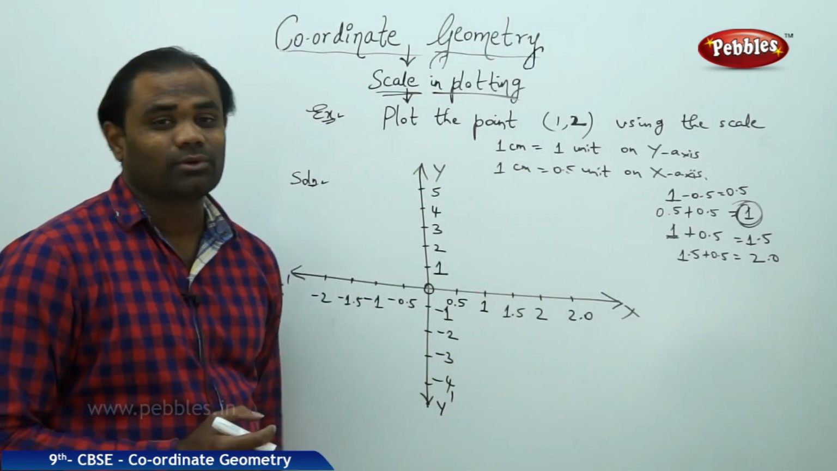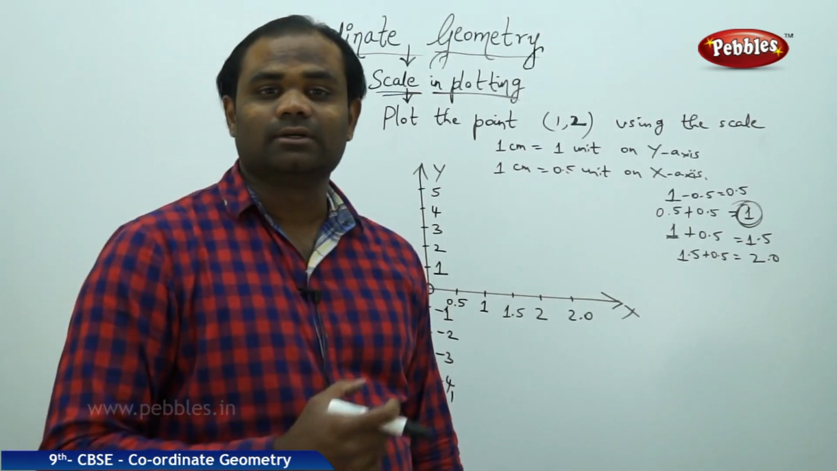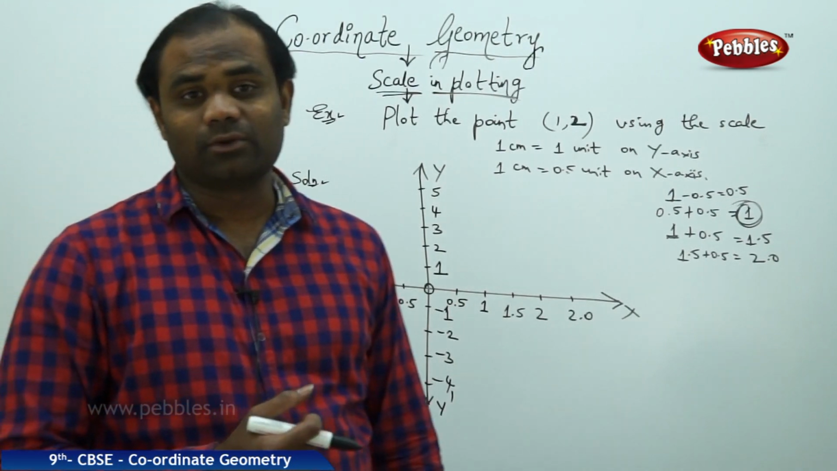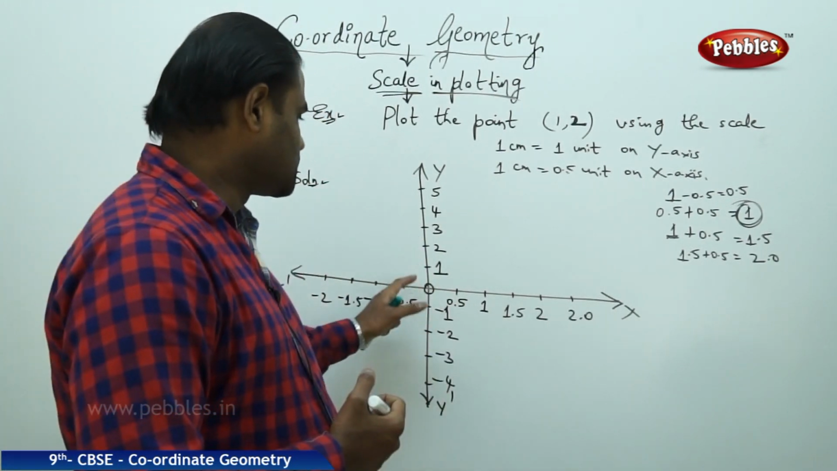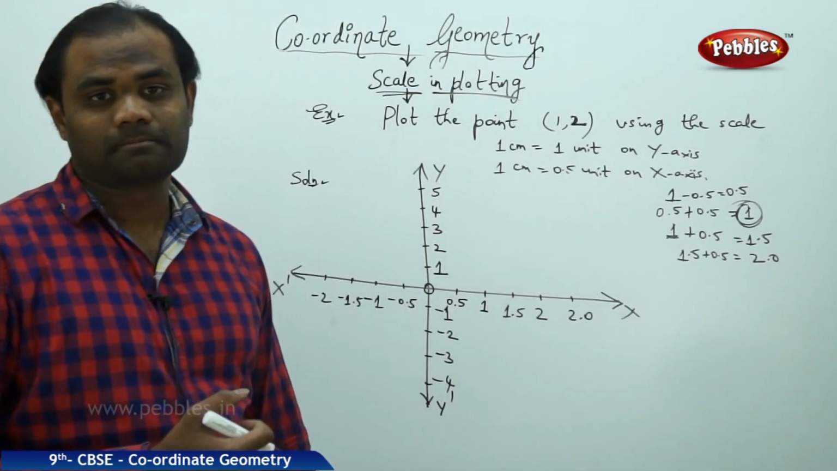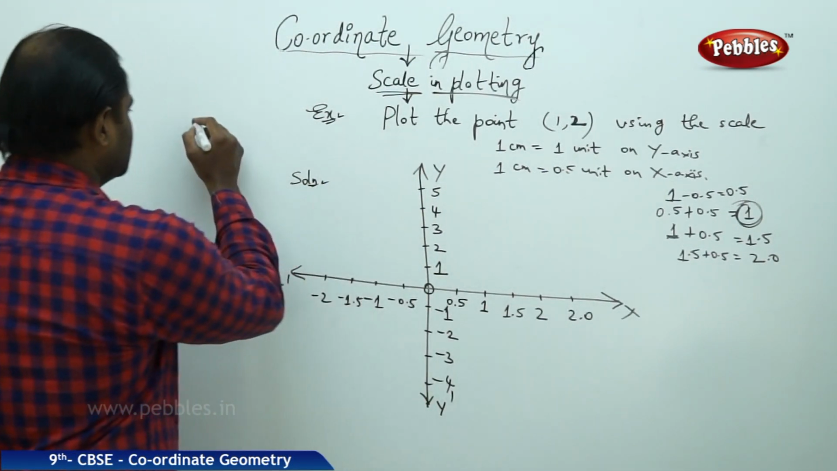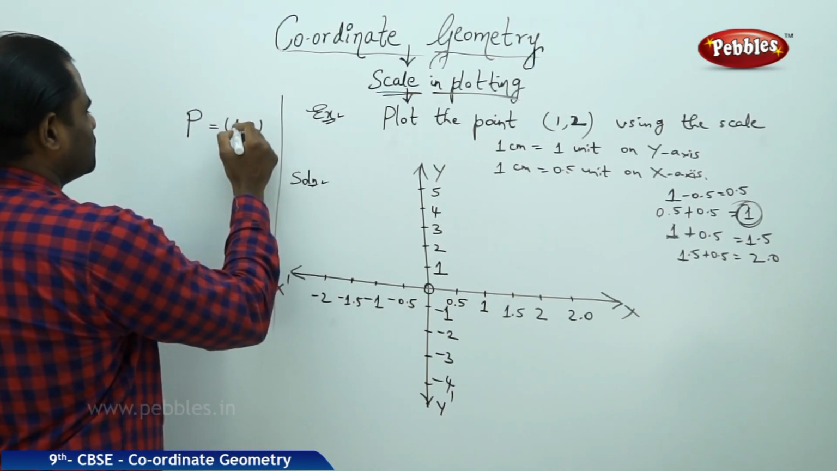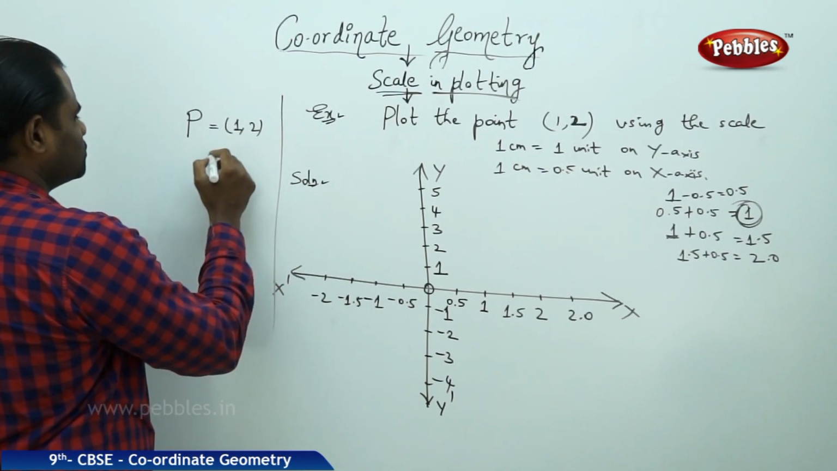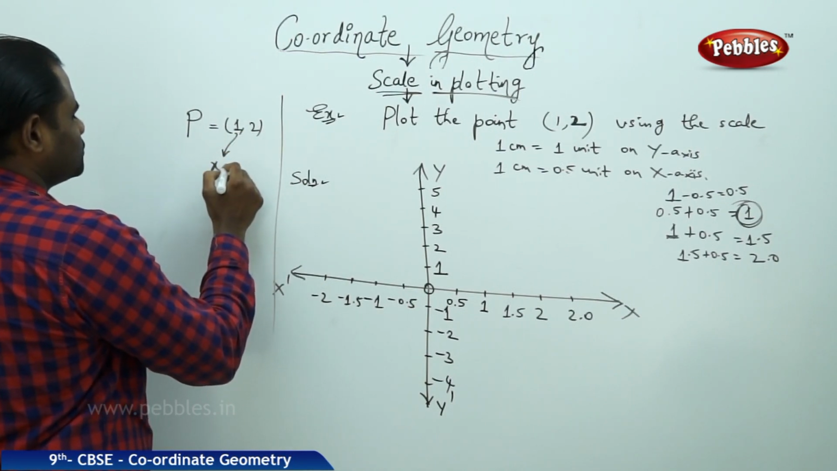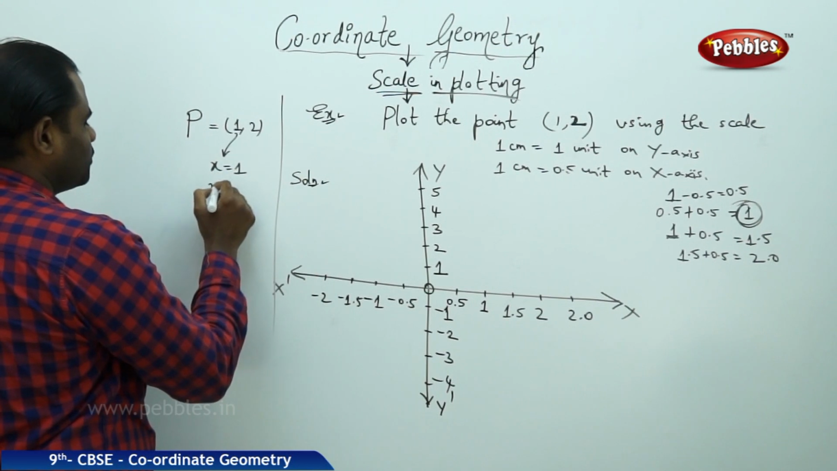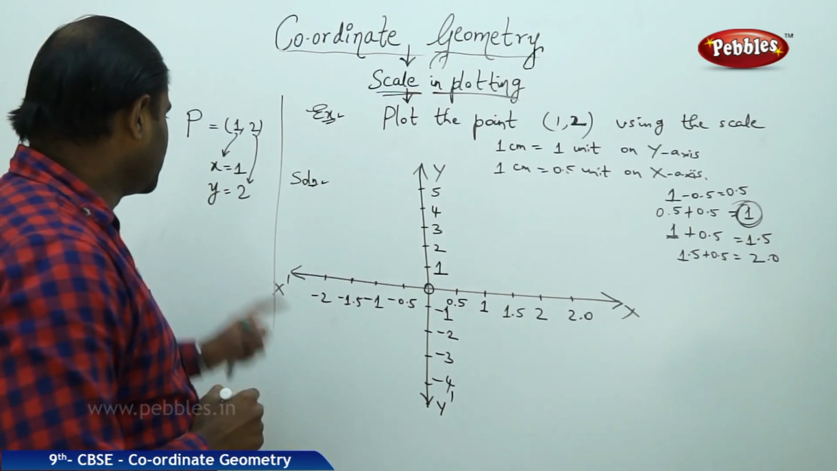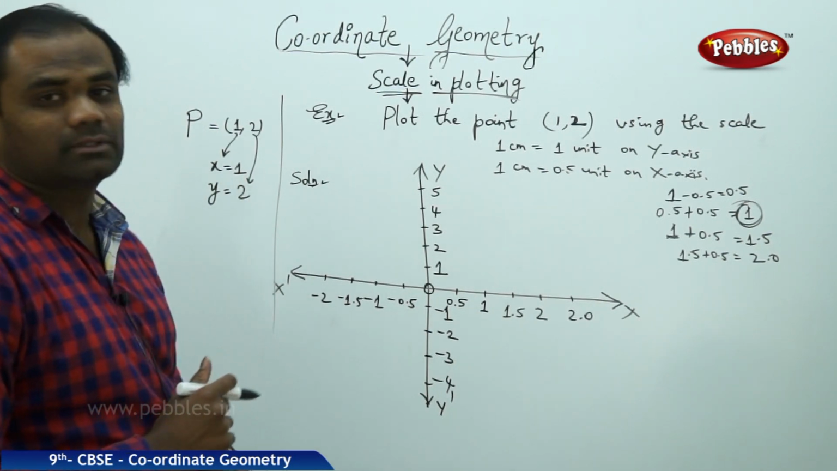And then comes the locating of the point on this Cartesian plane. So let's see how we can locate the point on this respective scaled coordinate plane. Clearly I see the point here. Let me denote it with 1, 2. Here the x coordinate is 1 and my y coordinate is 2. So let's see how I can locate it with x equals 1 and y equal to 2.